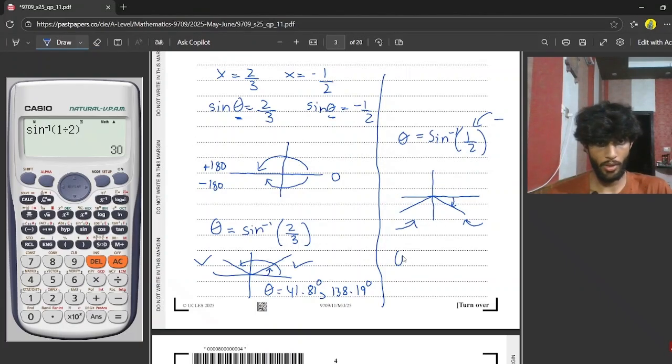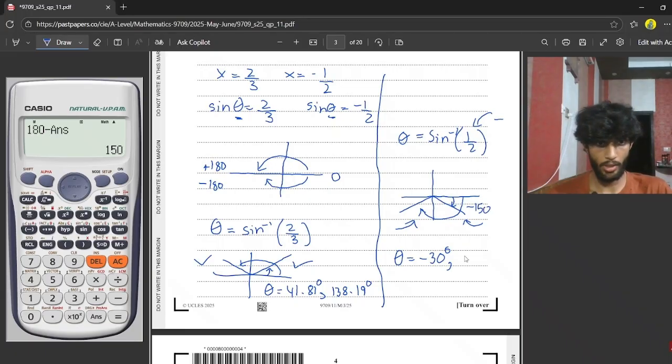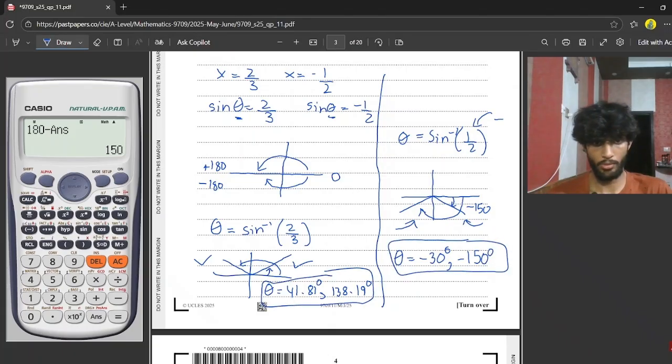This is going to be theta is equal to minus 30 degrees. And then your other angle is going to be this guy. So we can sort of do 180 minus our answer, which is 150. So this angle is going to be negative 150 degrees. So these are the possible values for theta.